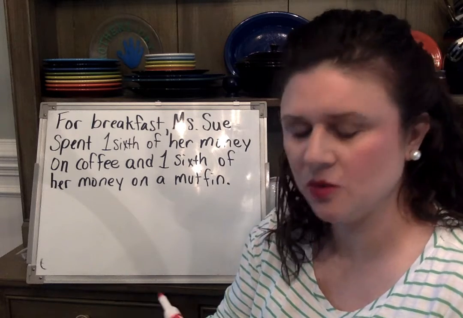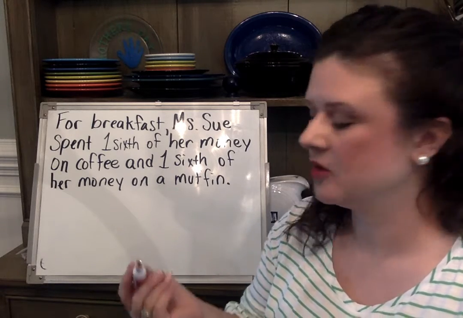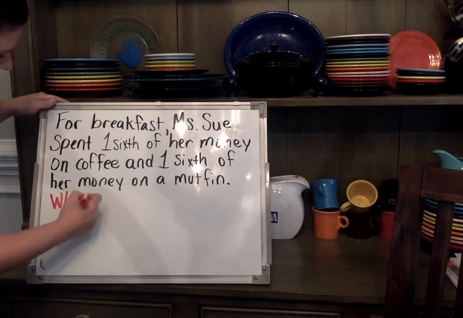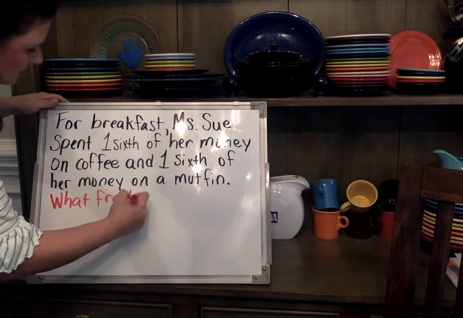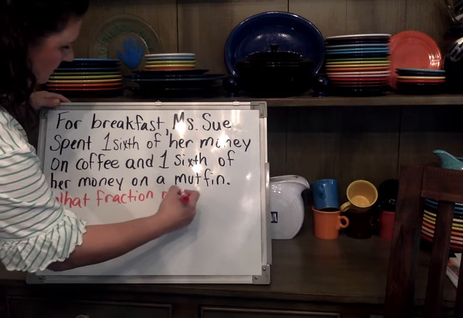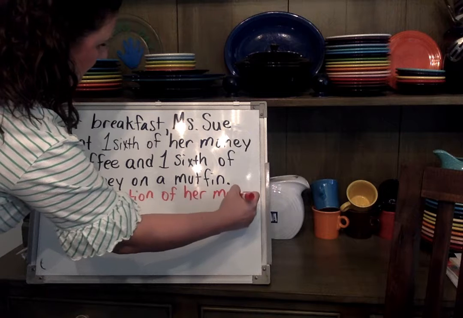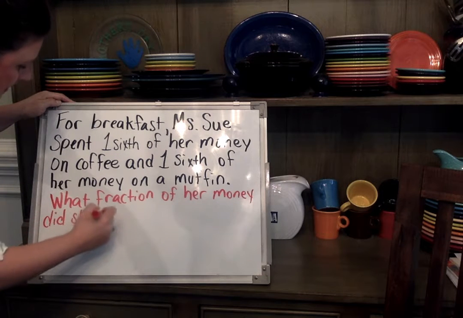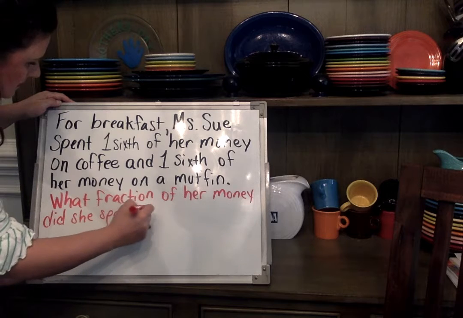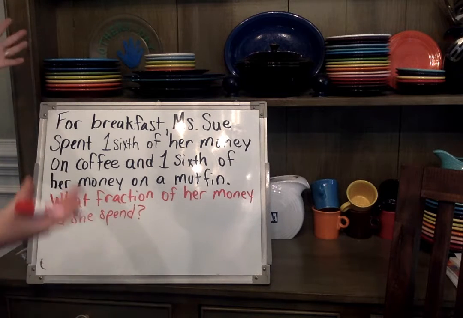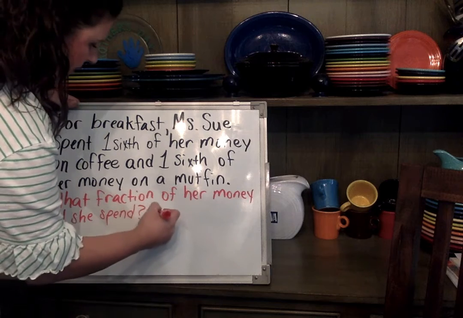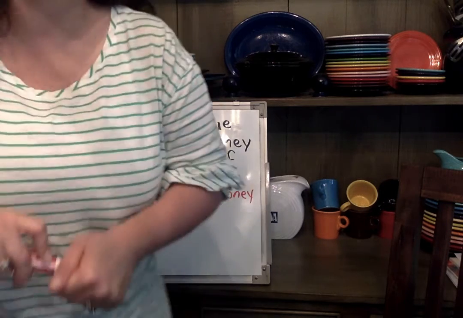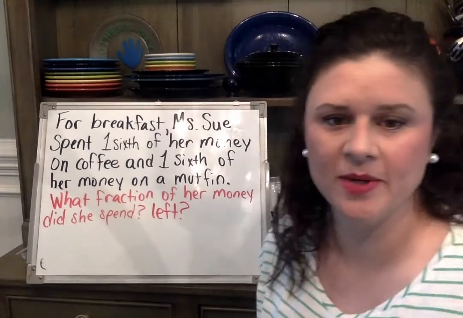There's possibly 2 questions you could come up with. You could come up with, what fraction of her money did she spend? Or you could have said, what fraction of her money did she have left over? Both of those questions could be answered with the information that we have provided.